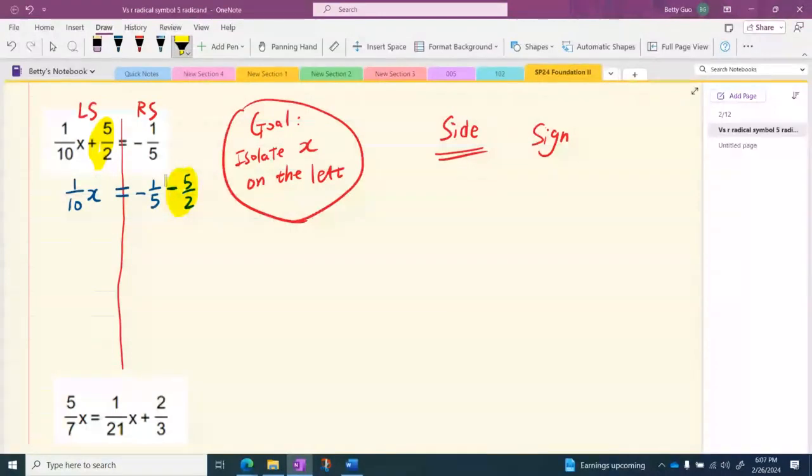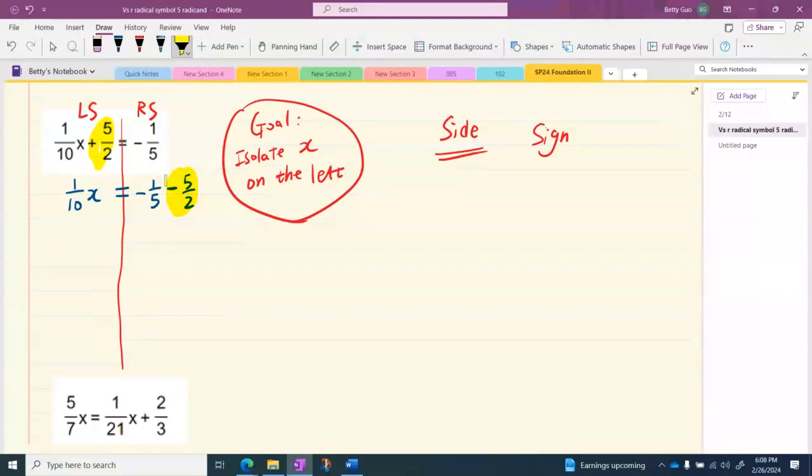It doesn't appear on the left side anymore when you move it over. Like when you move yourself from Tulsa to LA, Tulsa doesn't have you anymore. LA is going to have you, right? So when you move the yellow term from the left to the right, on the left side you don't have 5 over 2 anymore. You only have 1 over 10x. On the left side, we used to have 2 terms. Now we only have 1 term left. On the right side, we used to have 1 term. Now we have 2 terms. The extra term we got from the left side is the 5 over 2. The sign has changed to -5 over 2.